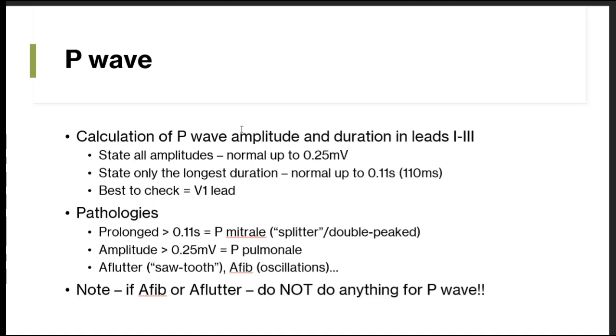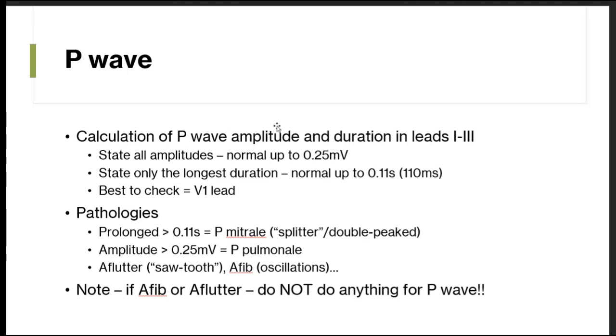There's an important thing to really hammer or nail into your heads: if there's an atrial fibrillation or flutter, you do not do anything for the P wave, so you determine neither its amplitude nor its duration. You just leave it alone. In fact, you can even get penalized if you do anything for the P waves.